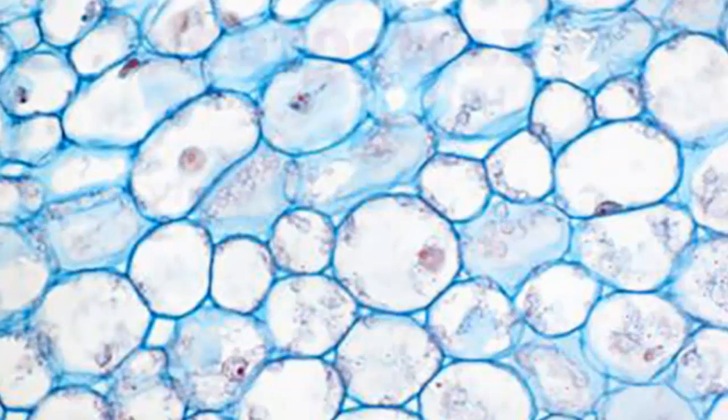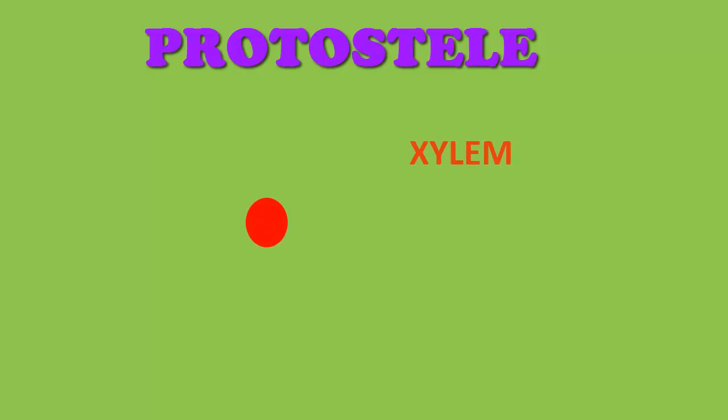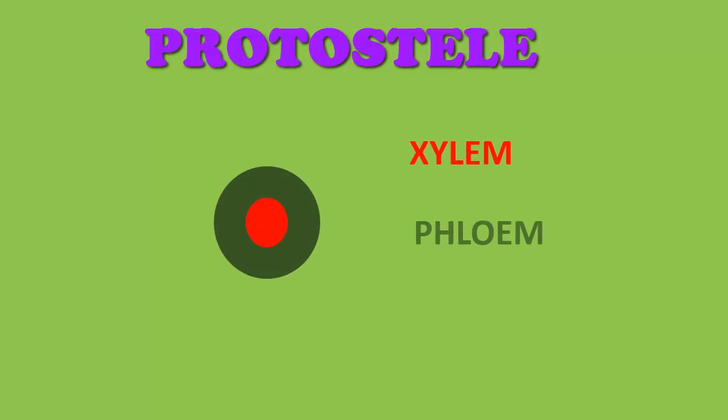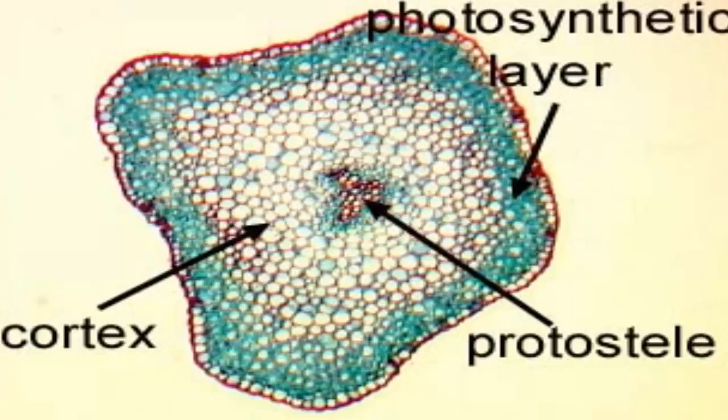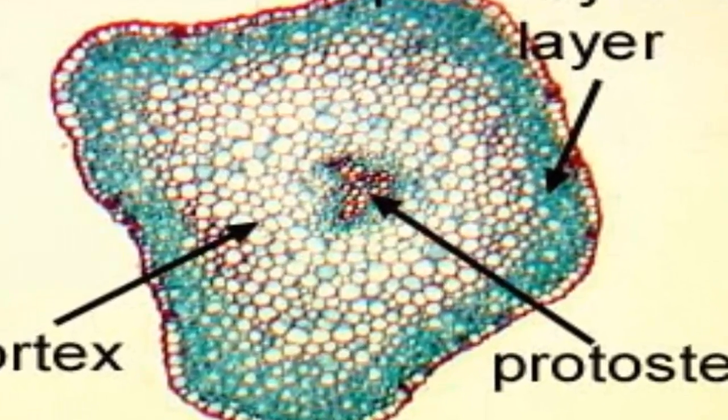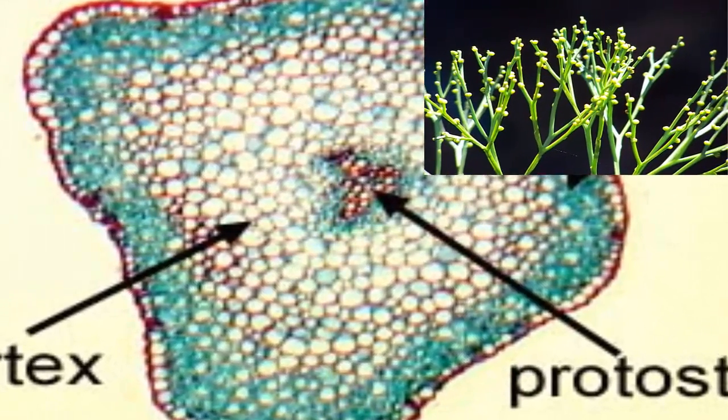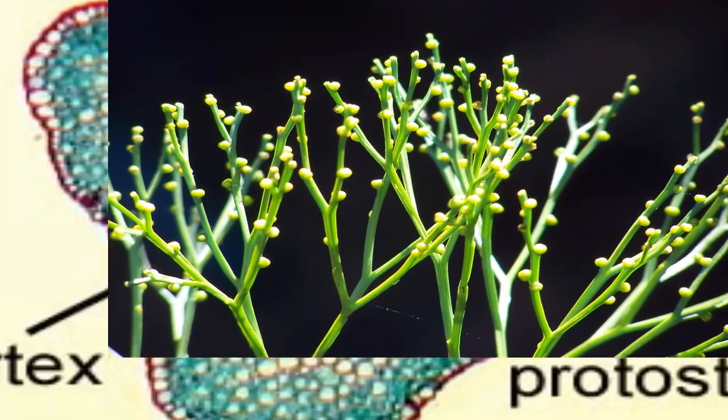Protostele is a primitive type. Here, a solid cylinder of xylem is surrounded by a layer of phloem and it has no central pith. It is present in stems and roots of certain lower plants, for example, Psilotum, a type of fern.